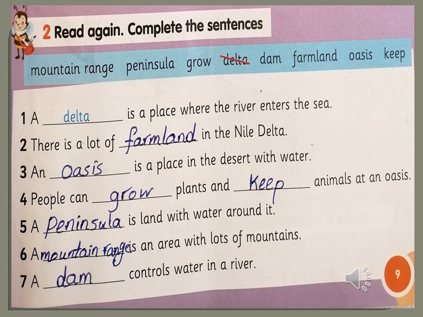Number 4, people can grow plants and keep animals at an oasis. Number 5, a peninsula is land with water around it. Number 6, a mountain range is an area with lots of mountains, a group of mountains. Number 7, a dam controls water in a river.